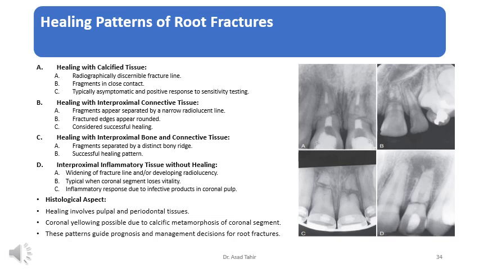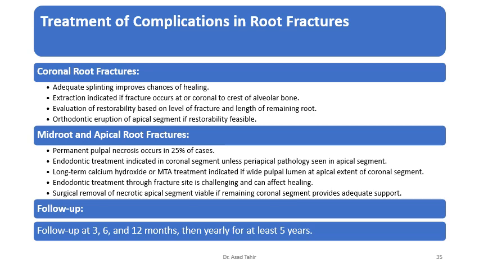Histological aspect. Healing involves pulpal and periodontal tissues. Coronal yellowing, possible calcific metamorphosis of coronal segment. These patterns guide prognosis and management decisions for root fractures. Treatment of complications in root fractures. Coronal root fractures: adequate splinting improves chances of healing. Extraction indicated if fracture occurs at or coronal to crest of alveolar bone. Evaluation of restorability based on level of fracture and length of remaining root. Orthodontic eruption of apical segment if restorability feasible.